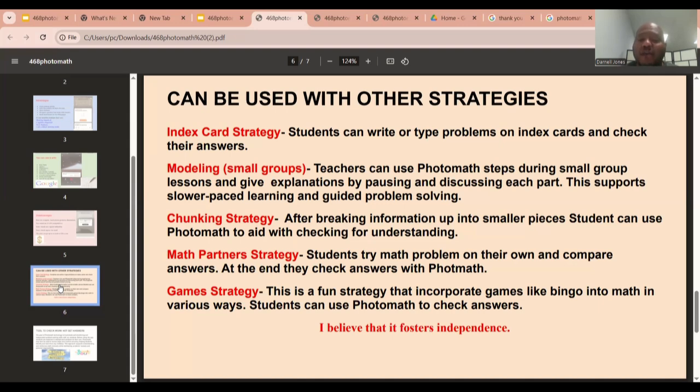Math partner strategy. Students try math problems on their own and compare answers. At the end, they check answers with PhotoMath. Last, game strategy. This is a fun strategy that incorporates games like bingo into math in various ways. Students can use PhotoMath to check the answers for the game.